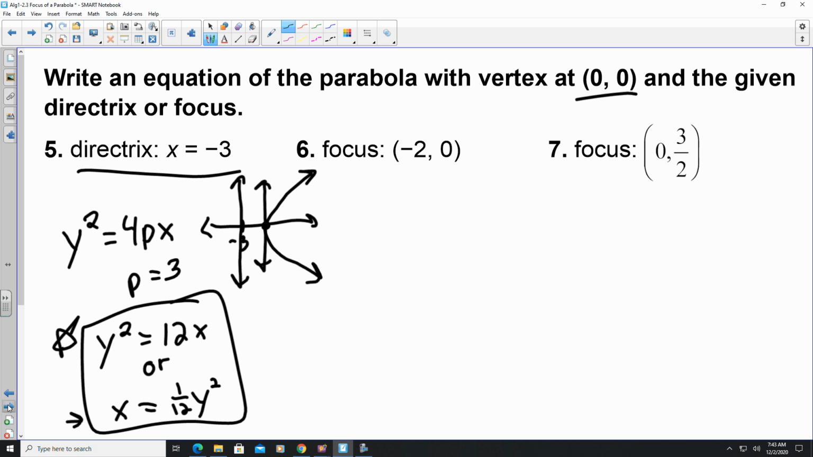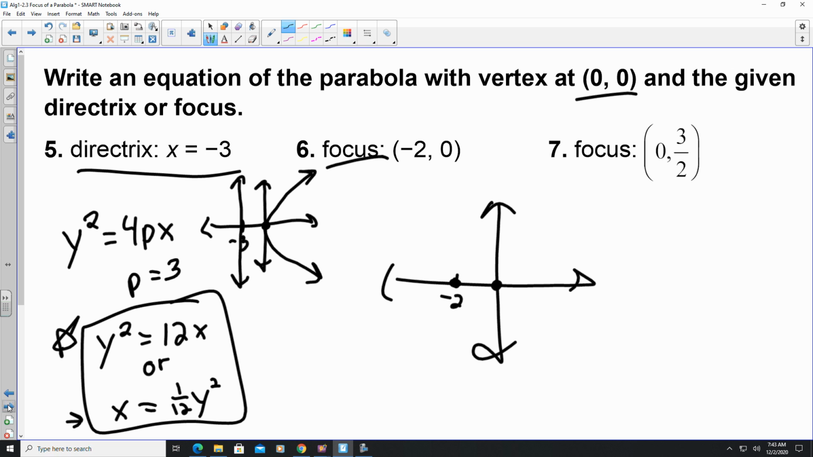If we look at number 6, I'll make this my last example of the video. If you want to see 7, please let me know. I'll do it in the future. So looking at this one, this tells me that the focus is at -2, 0. So if I were to draw this out, -2 is right here. I plot this point. All right, my vertex is again 0, 0.